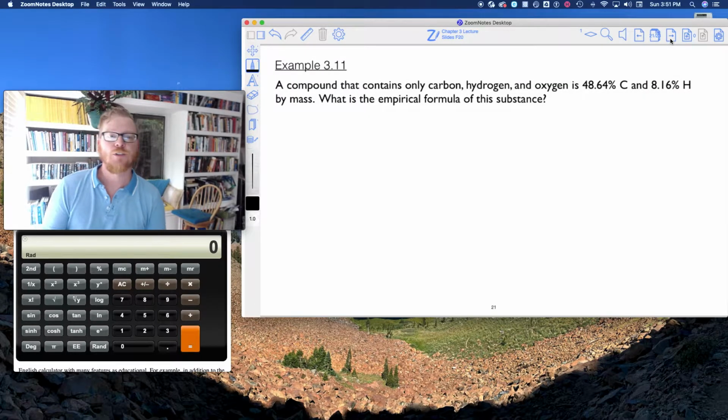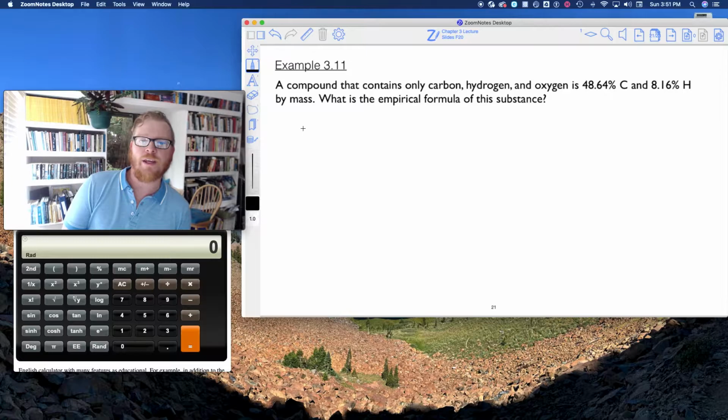I'll show you that. So for example, a compound that contains only carbon, hydrogen, and oxygen is 48.64% carbon, 8.16% hydrogen by mass. Oh, and they didn't tell us the oxygen. That's why I got confused. What is the empirical formula of the substance?